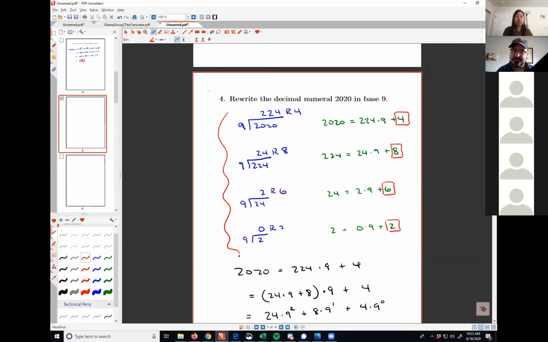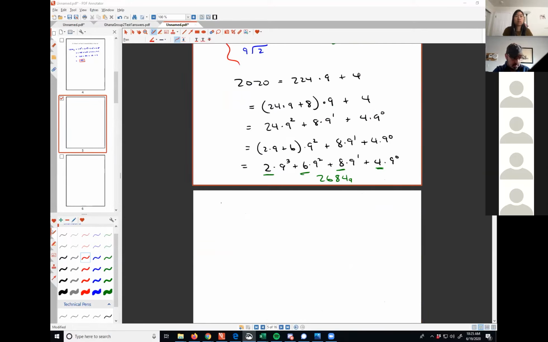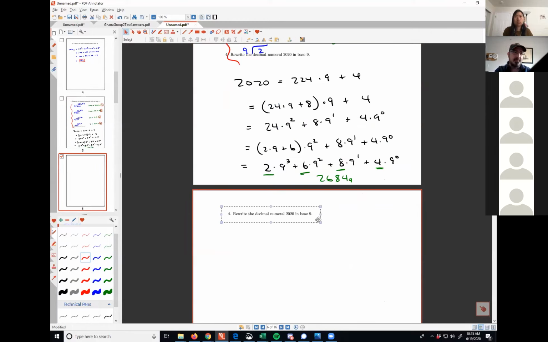Mr. Crawford, please, I think there's an easier method. That's when you divide 2020 by 9 to the power of 3. Then you divide that remainder by 9 to the power of 2, and then 9 to the power of 1, and 9 to the power of 0. You keep on dividing the remainders. Right. So some people prefer that method.